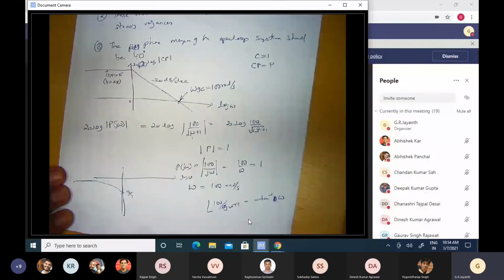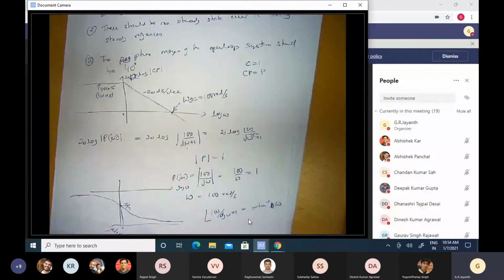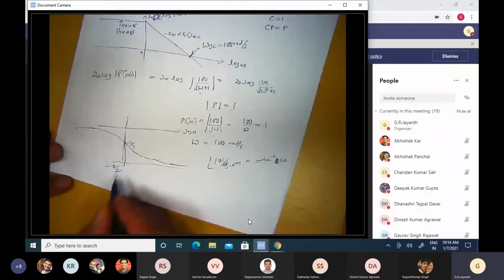And for omega much greater than 1, the phase goes to minus pi by 2. As omega tends to infinity, this is minus tan inverse of infinity. Tan inverse of infinity is pi by 2, right? So this goes to minus pi by 2. So this is going to be the Bode plot of our system. Now, what is the phase margin here?